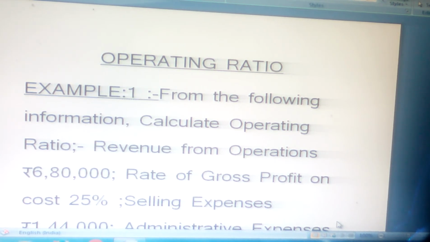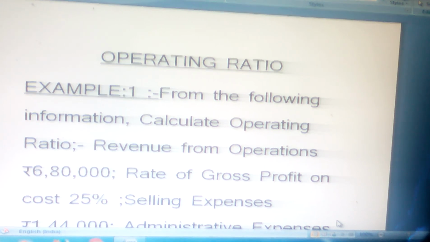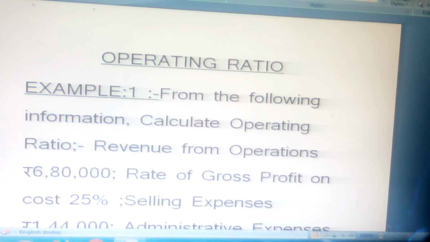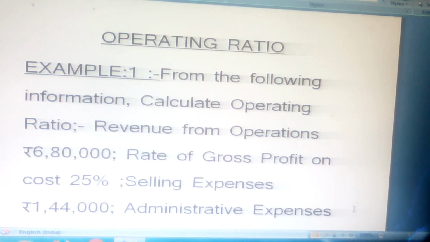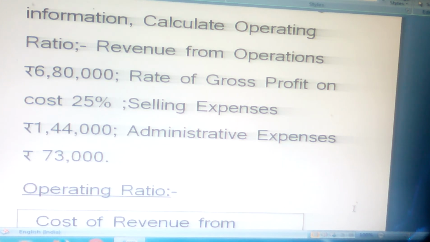Okay, now we are going to discuss operating ratio problems. From the following information, calculate operating ratio. Revenue from operations is given as 6,80,000, rate of gross profit on cost 25%, selling expenses 1,44,000, administrative expenses 73,000. So, we are going to discuss operating ratio.